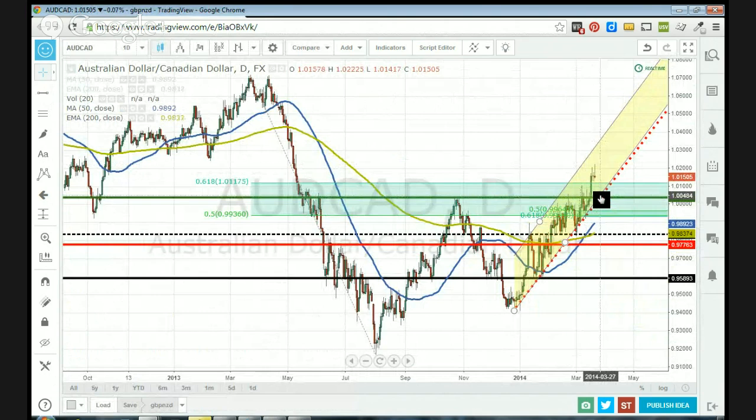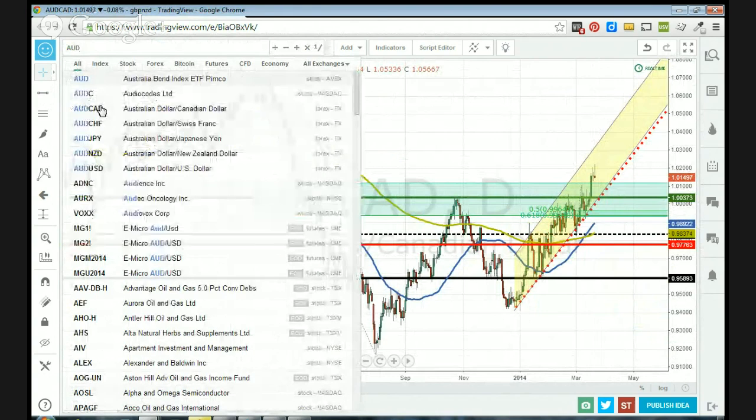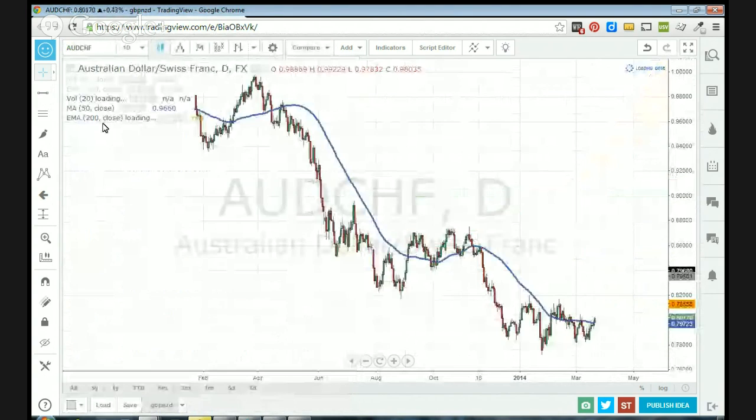So we could pull back to 104.48. I might be interested in buying, but nothing yet. That's the kind of thing where you're seeing the opportunity forming now, but let's see if it continues to form. Aussie Swiss.